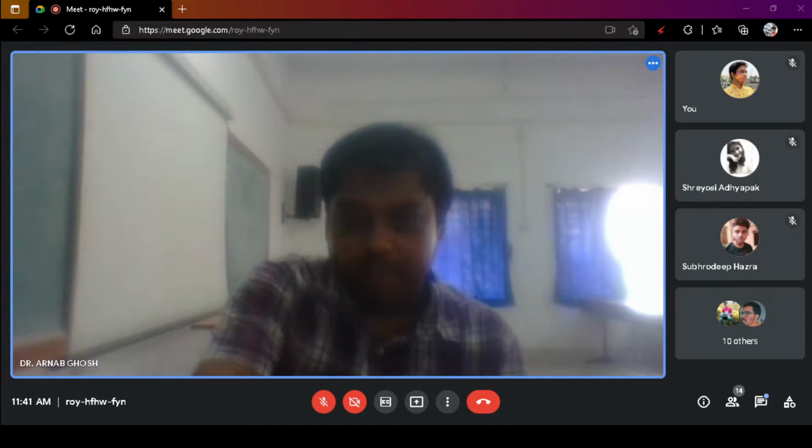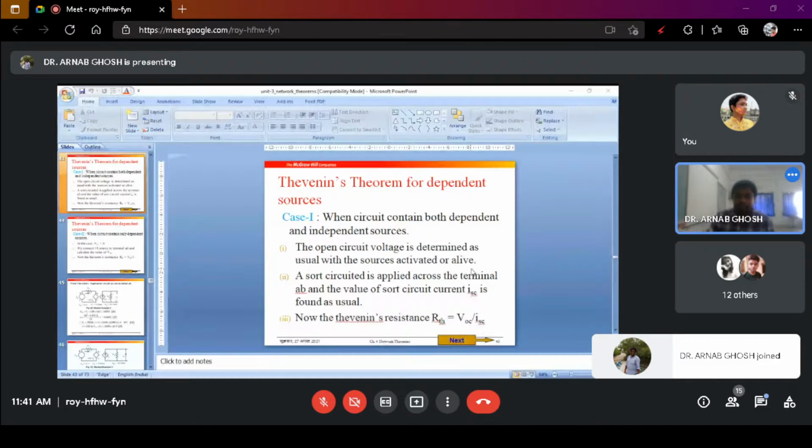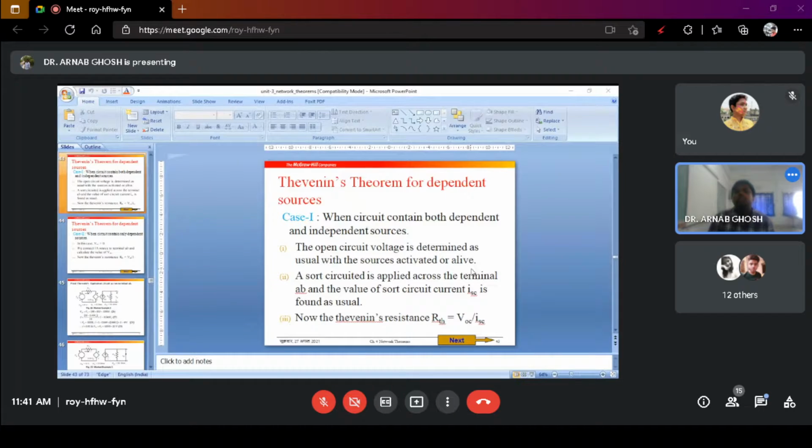So first things first. Is this visible? I think this is visible. Okay, so let's say I am applying Thevenin's theorem for the dependent sources. There can be 2 conditions. Actually we have done 3 types of problems. One is where you have only the independent sources. Second is where you have both the dependent as well as the independent sources. And the third is where you will have only the dependent sources.